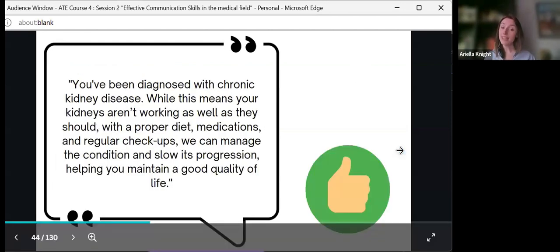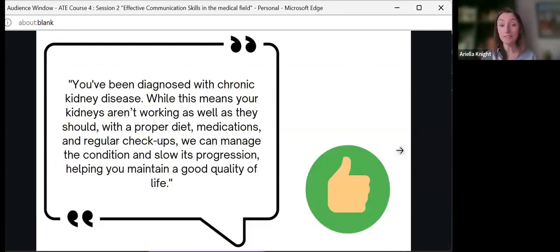All right, the version we gave, there's no right answer, right? This is just one option for sugarcoating. You've been diagnosed with chronic kidney disease. Well, this means your kidneys aren't working as well as they should. With proper diet, medications, and regular checkups, we can manage the condition and slow its progression, helping you maintain a good quality of life. What do you think? Which one do you prefer? Do you think the sugar-coated is too nice?